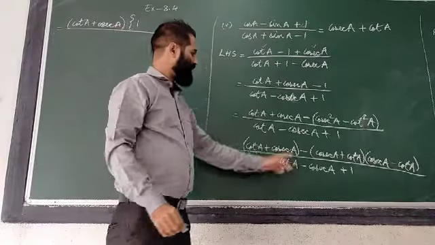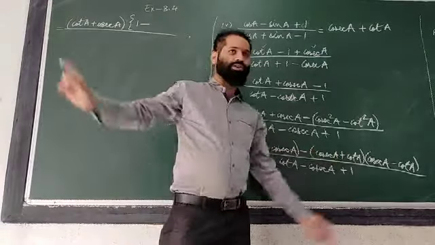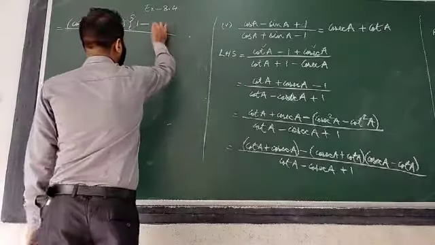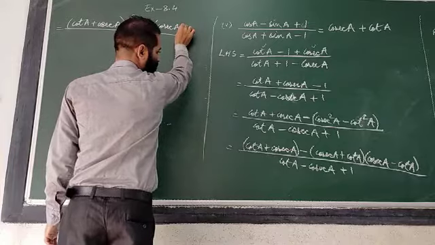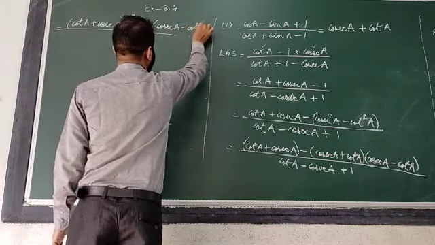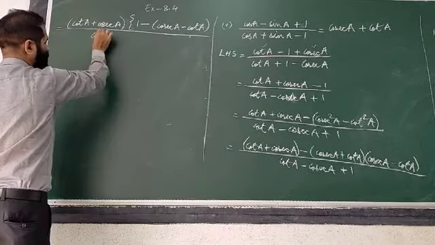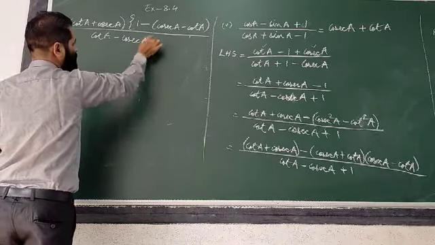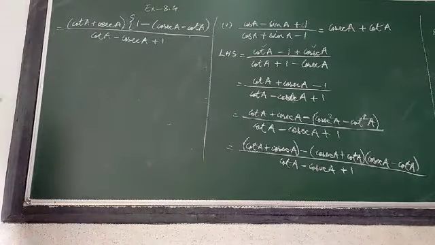Now there is a minus, so minus cosec A plus cot A. Already we have taken that as common, so we will give bracket because there is a minus in front of that. So cosec A minus cot A. And in the denominator you are having cot A minus cosec A plus 1. Okay? Now just see, you are getting your answer.